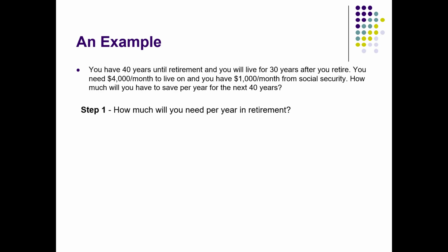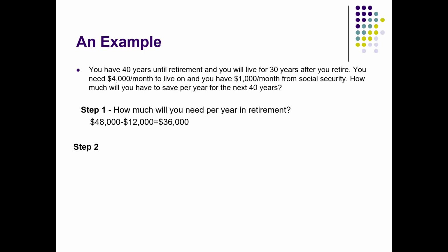Step 1 is to determine how much you'll need per year in retirement. In practice, this is a complicated problem, but here we've been given the answers. You need $48,000 per year. You get $12,000 per year from Social Security. So the remainder, $36,000, needs to be generated each year from your investments.